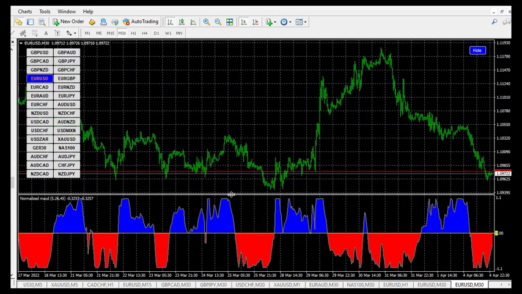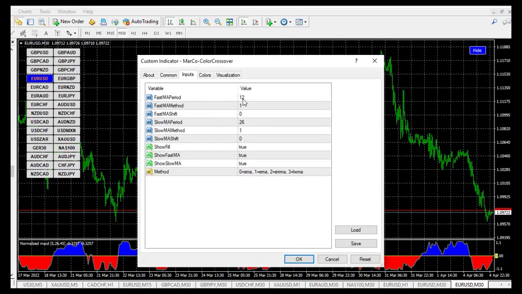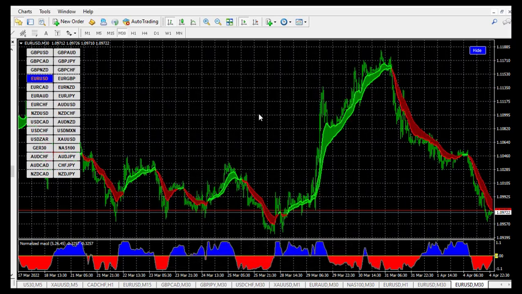And here it is on my chart right now. So I will add the last indicator for this particular strategy today, and it's called macro crossover. Every other thing is okay, there's no need to change anything, but if you want to play with the period, you can actually do that. Just click OK, and here it is.